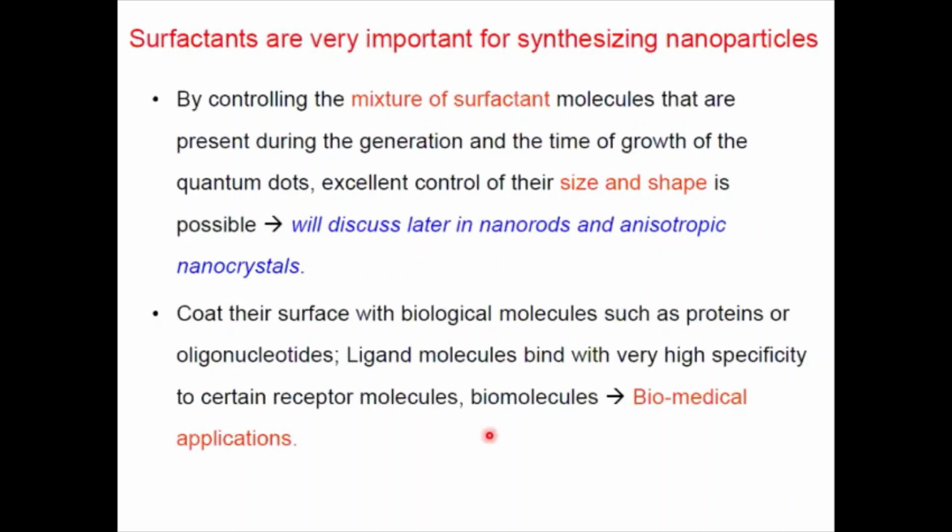And by controlling the mixture of surfactant molecules, you can easily control the dimensionality, one-dimensional or two-dimensional, within this nanocrystalline dimension. You can also control size and shape when you want a particular rod or wire or any of the nano dimensions. And you can coat it appropriately on different things, especially for bio-related applications, biomedical applications or biomolecular nanoparticle preparations. These surfactants play a major role.